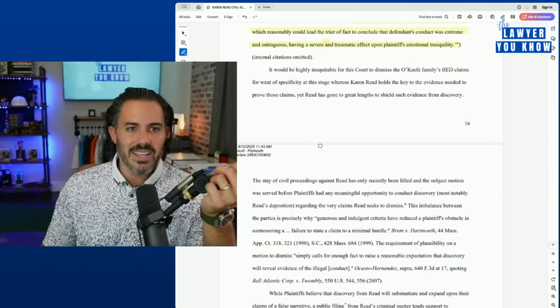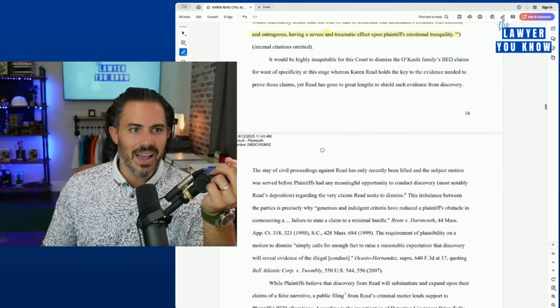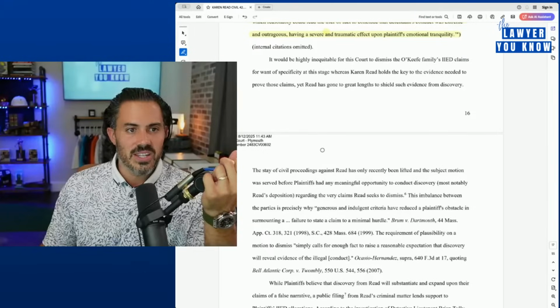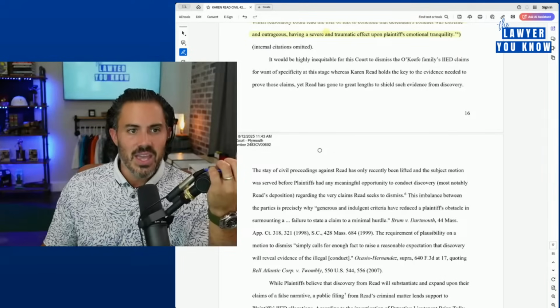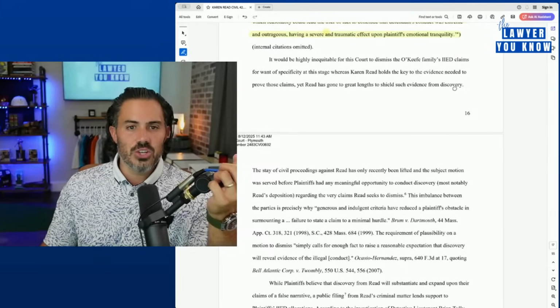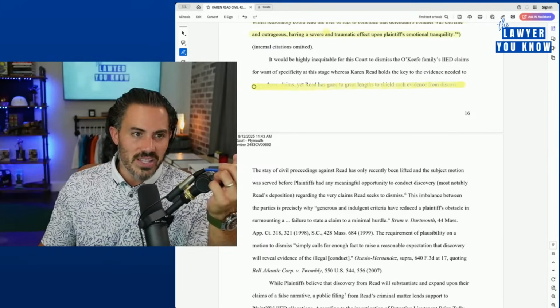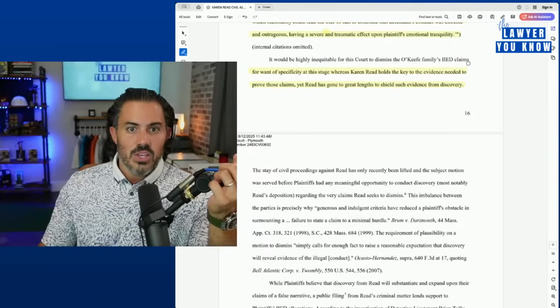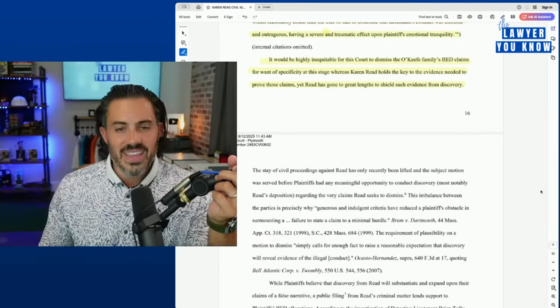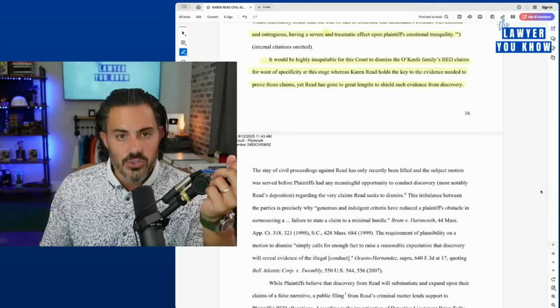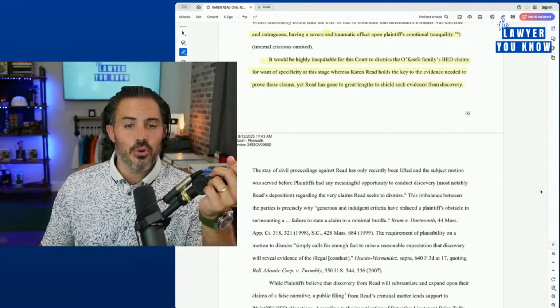It would be highly inequitable for this court to dismiss the O'Keefe family IIED claims for want of specificity at this stage, whereas Karen Reed holds the keys to the evidence needed to prove those claims. Yet Reed has gone to great lengths to shield the evidence in discovery. So this is not true, okay? They may need what Karen Reed has to prove what they say is a false narrative is actually false. They may need what Karen Reed has to prove what Karen Reed knew.